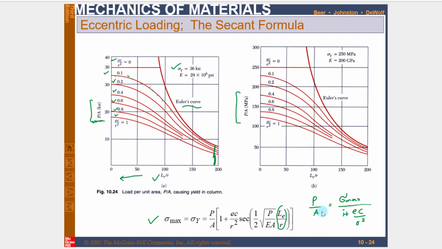So for large value of LE over R, the curve corresponding to EC over R square get very close to the Euler curve, which I have discussed earlier. Clear? So the secant formula is mainly used for intermediate value of LE over R. However, to use it effectively, the eccentricity E of the load should be known, but unfortunately this quantity is seldom known with any degree of precision.